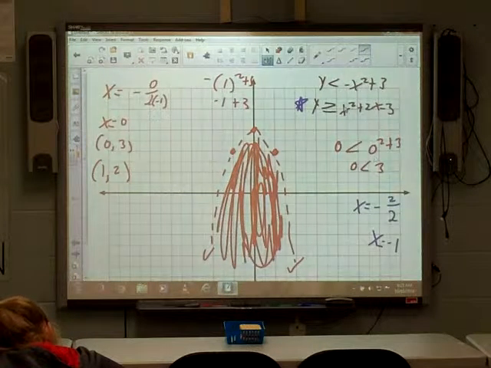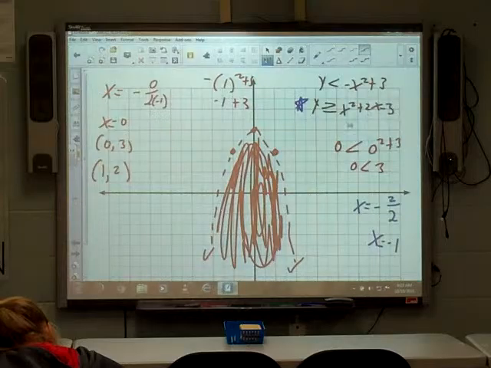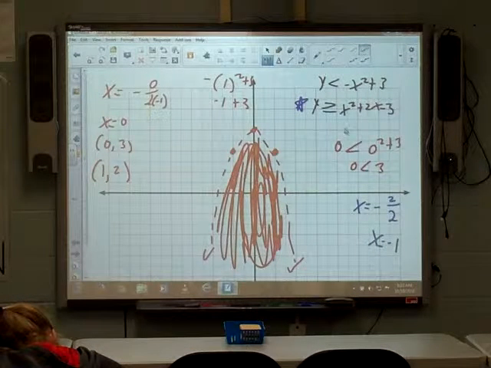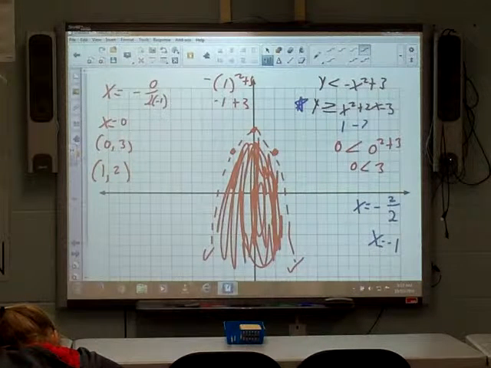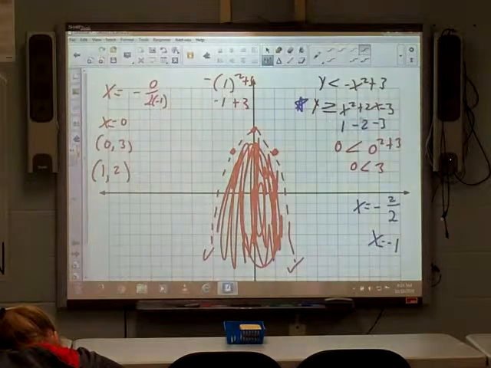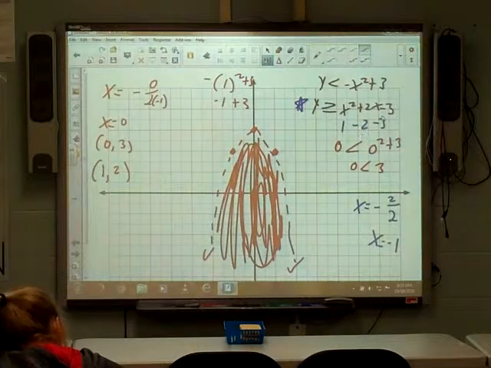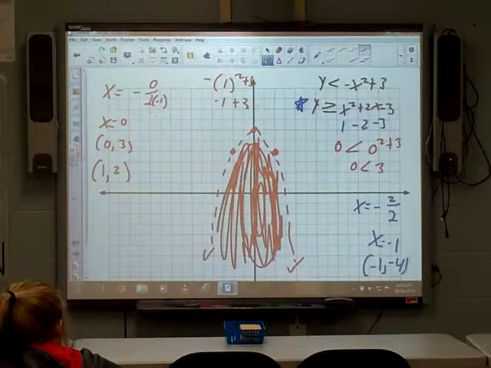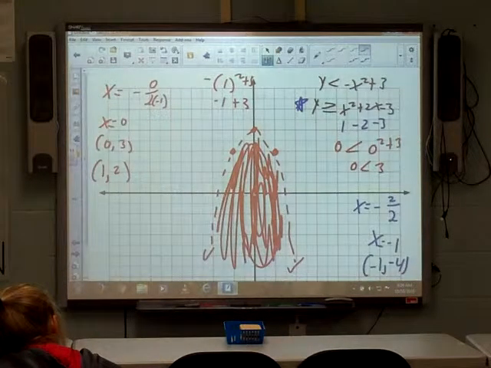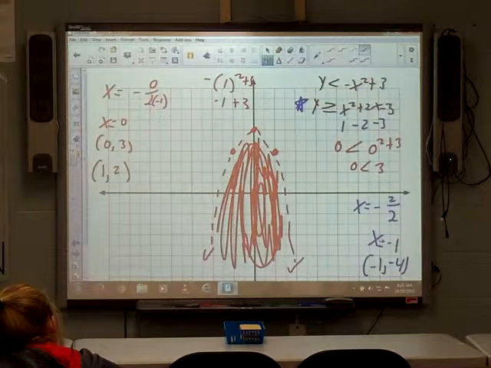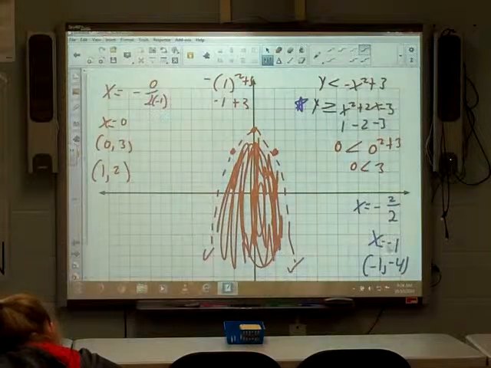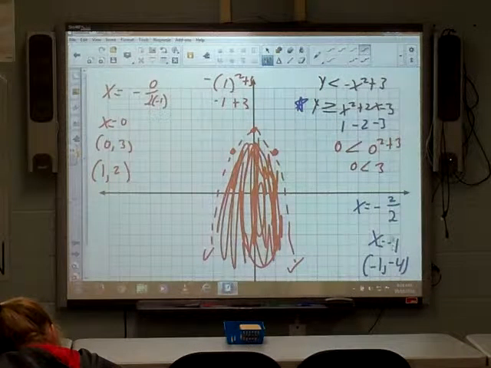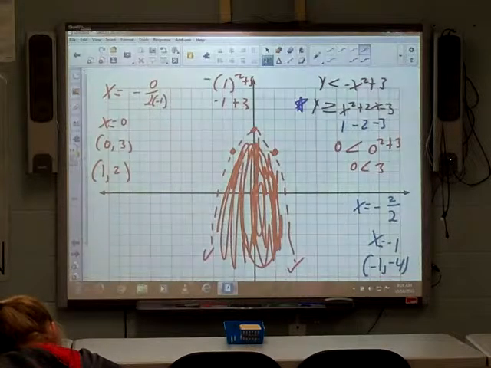Now I got to plug negative 1 back in and solve for y. So it's negative 1 squared plus 2 times negative 1 minus 3. 1 minus 2 is negative 1, and negative 1 minus 3 is negative 4. So its vertex would be negative 1, negative 4. So what number is it? My x was negative 1. Plugged it in. Got that from the negative b over 2a.